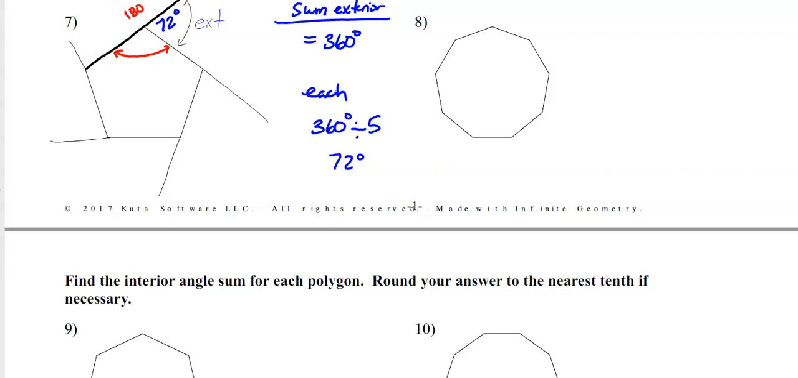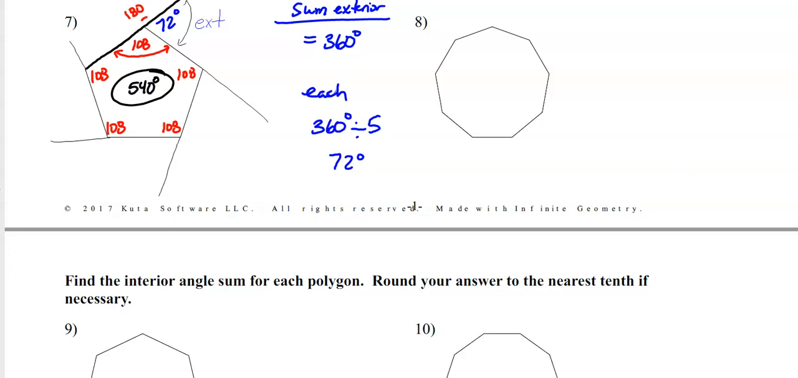So if I do 180, take away that 72, I'm going to get 108 degrees. So it looks like pentagons, if you wanted to build one, they're all going to be 108 degrees on the inside. Now, if I needed the sum of the interior, I could now just multiply the 108 times 5, and I would get 540 degrees for the total.